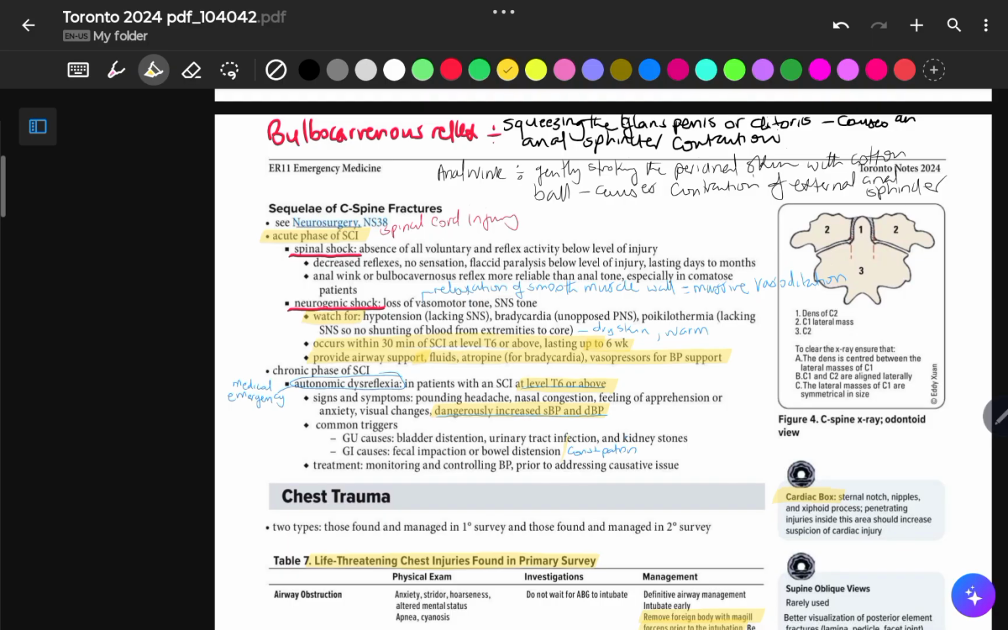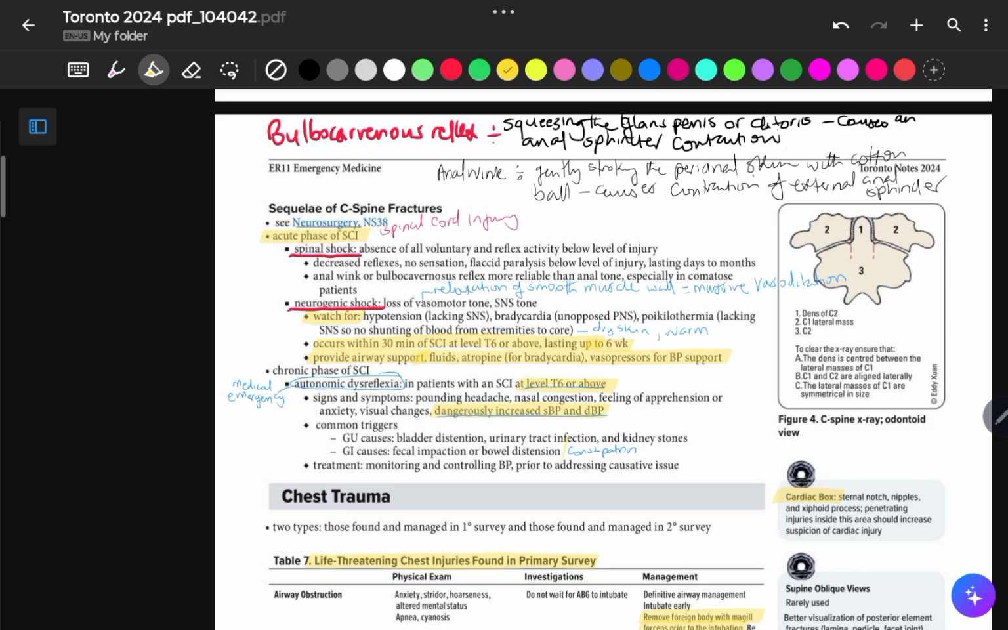Next, in an acute phase, they can present with neurogenic shock. So basically, what does this mean? Neurogenic shock means that they have loss of vasomotor tone. Okay, so the relaxation of the smooth muscle wall. What will happen is that because now they have loss of vasomotor tone, you're going to have relaxation of the smooth muscles of your blood vessel walls, and then this is going to lead to a massive vasodilation.